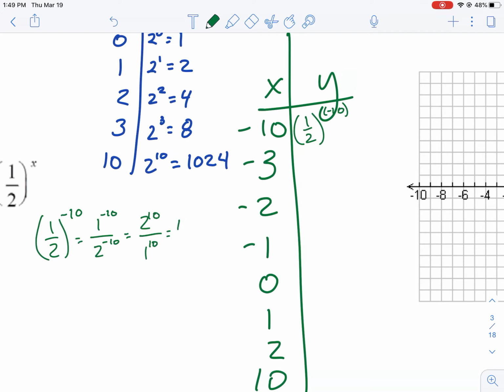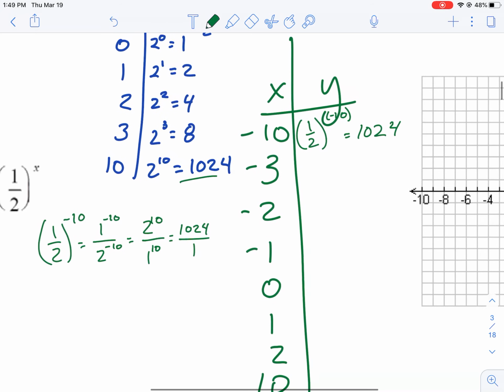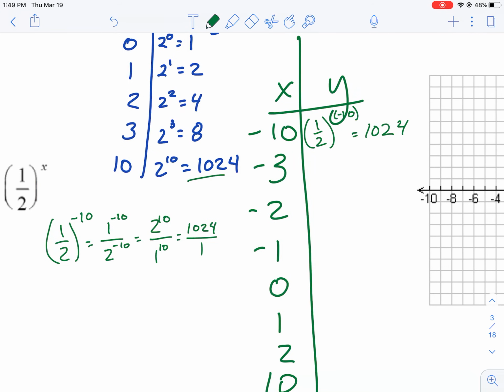2 to the 10th then is 1024. 1 to the 10th is just 1. 1024 divided by 1 is just 1024. This number looks familiar, doesn't it? We had it right over here. Kind of interesting. Similar thing's going to happen with 1/2 to the negative 3rd. We're going to end up getting 1 over 2 to the 3rd, which gives me 1/8.